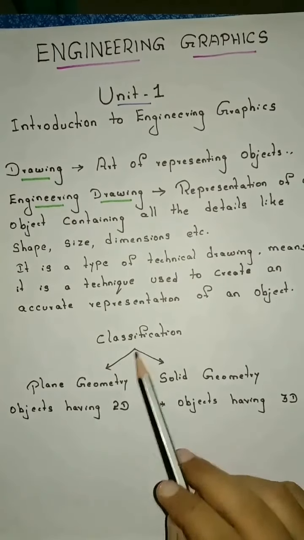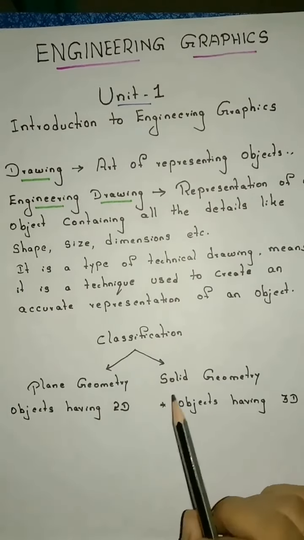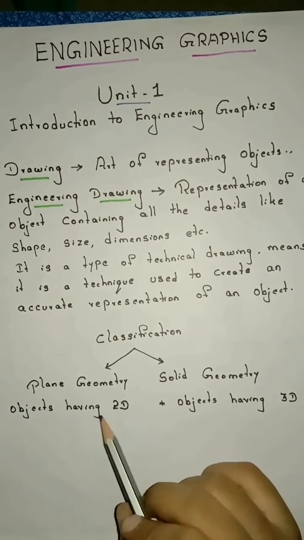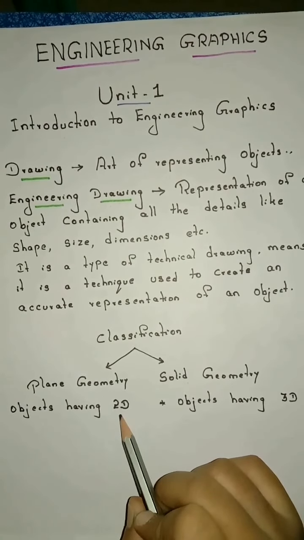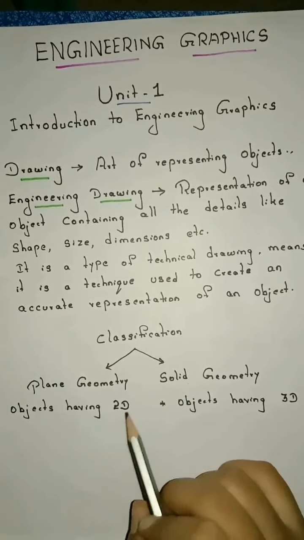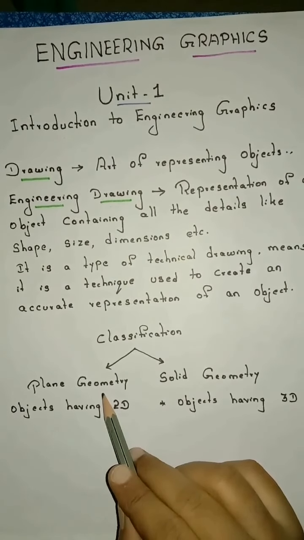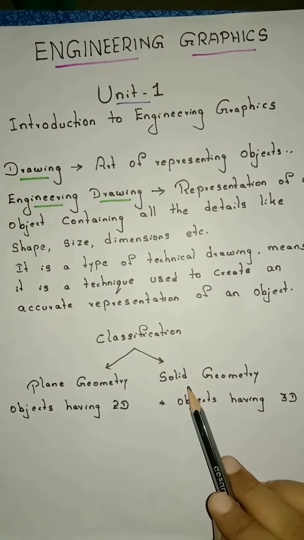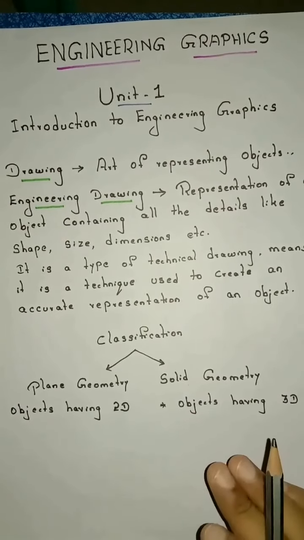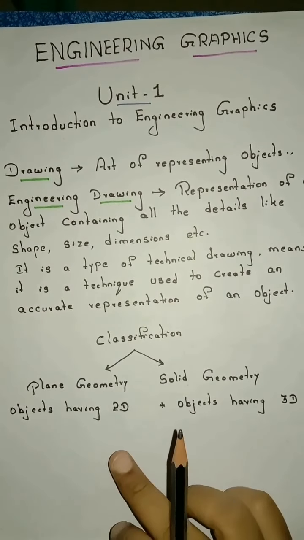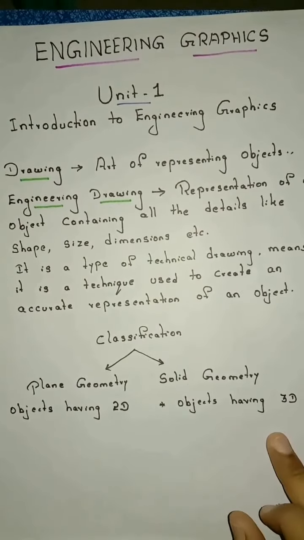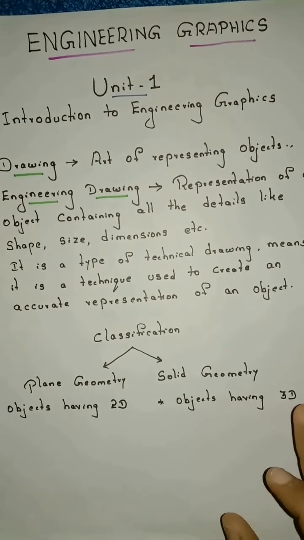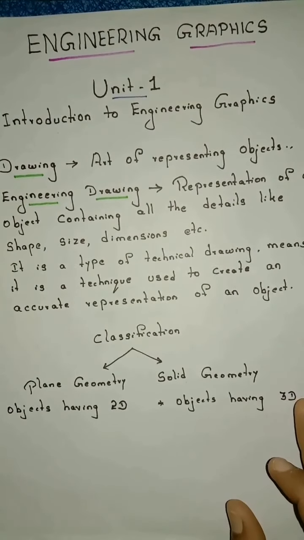Engineering drawing is classified into two: plane geometry and solid geometry. What is plane geometry? Objects having only two dimensions, either length and breadth, breadth and height, or height and length, is plane geometry. Objects having three dimensions is solid geometry. So in this engineering graphics, we are going to learn 2D form and also 3D form. Now you may get a doubt why we have to read this subject.